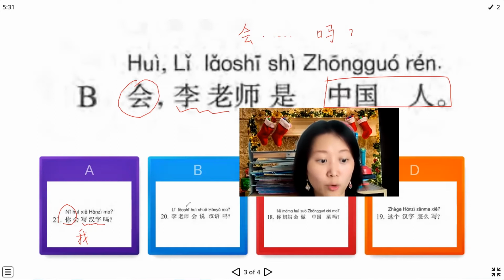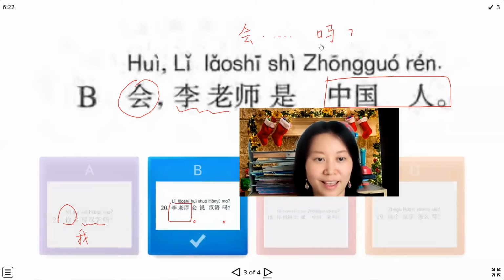But in B, we find 李老师. They talk about the same person: 李老师会说汉语吗? 会什么什么吗 is an ordinary question, and we can use 会 and 不会 to answer. So the correct answer is B. This dialogue is 李老师会说汉语吗? Can teacher Li speak Chinese? The answer is 会, yes. 李老师是中国人 gives the reason: because teacher Li is Chinese, he can speak Chinese. We choose B. Okay, next one.